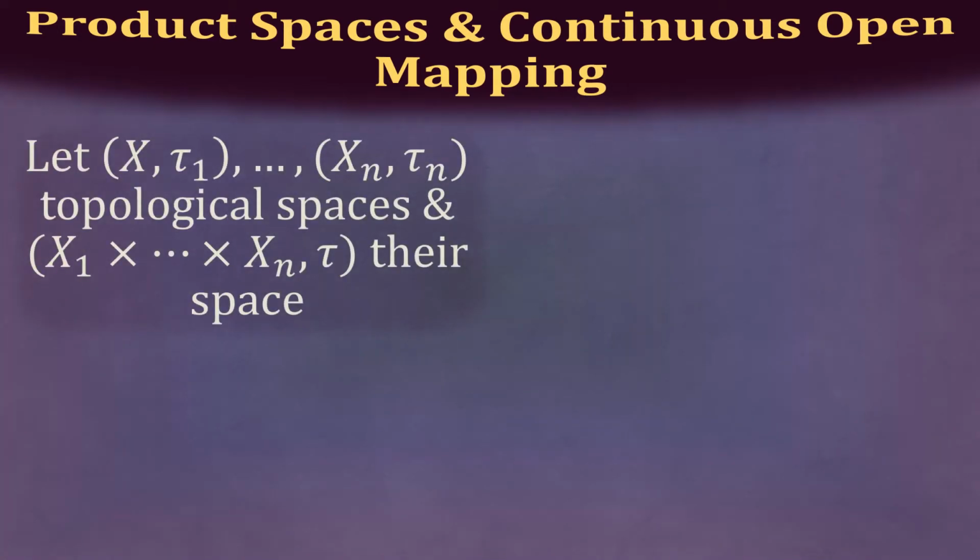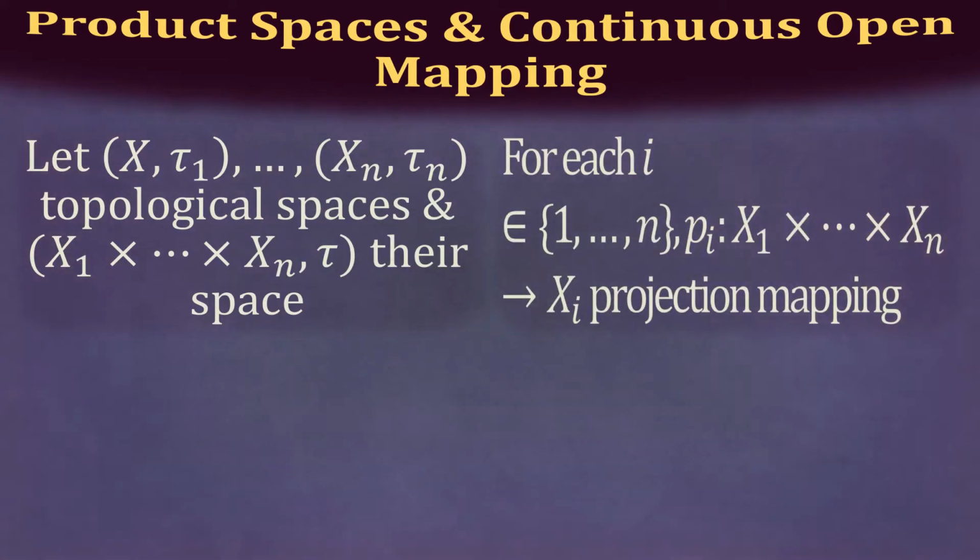Then let's give a result for product spaces and continuous open map. Let X1 with T1 up to Xn with Tn be topological spaces, and let X1 times all the way up to Xn with T be their topological space. For each i from 1 to n, let Pi go from X1 all the way up to Xn to Xi be the projection mapping.